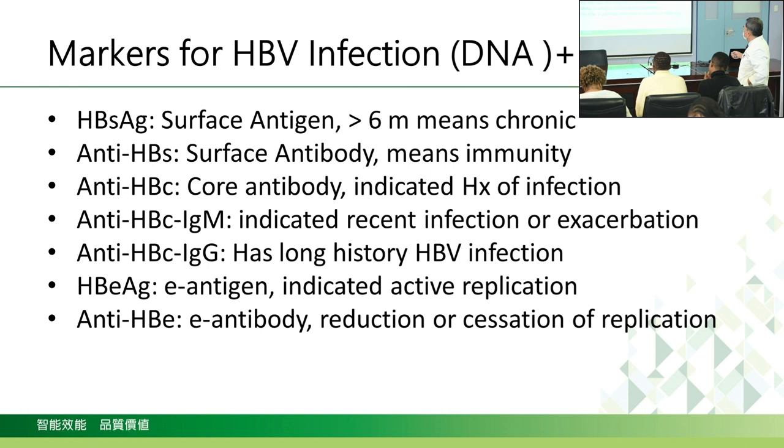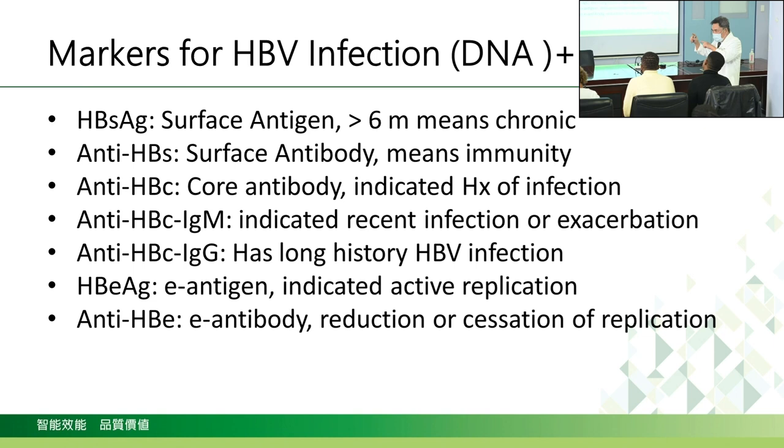HBV is a DNA virus with a gap of RNA. HBsAg, surface antigen, for more than 6 months means this is a chronic case, a surface antigen carrier. Anti-HBs, surface antibody, means immunity. Anti-HBc, core antibody, indicates a history of infection. Anti-HBc IgM positive means what? It indicates recent infection, because IgM indicates recent infection or exacerbation.